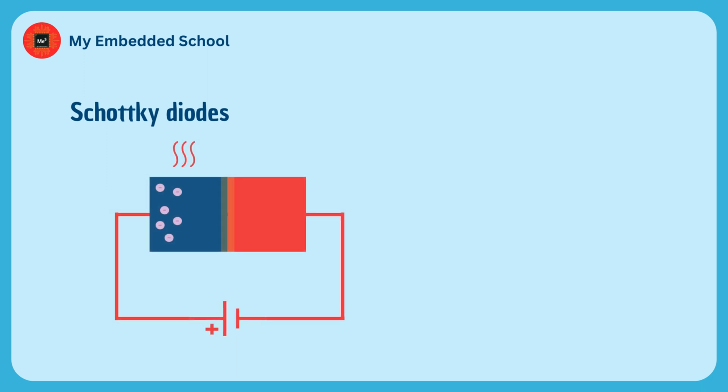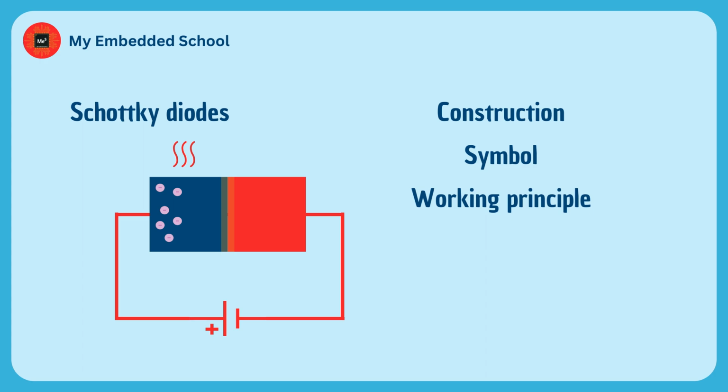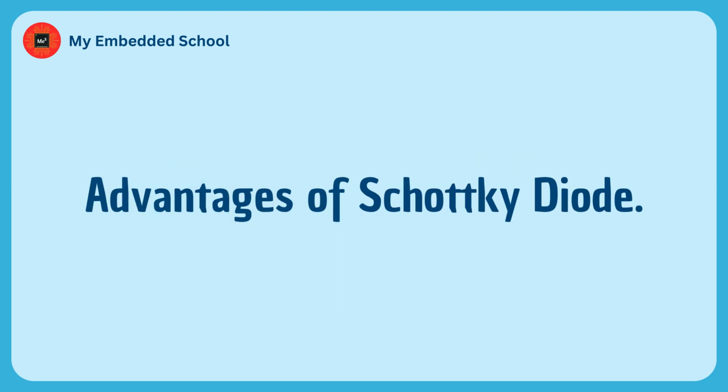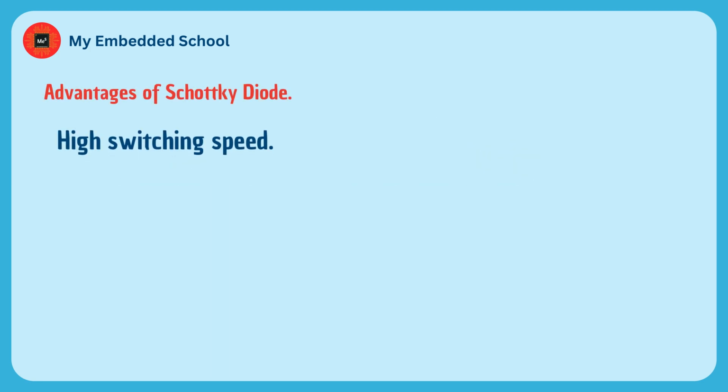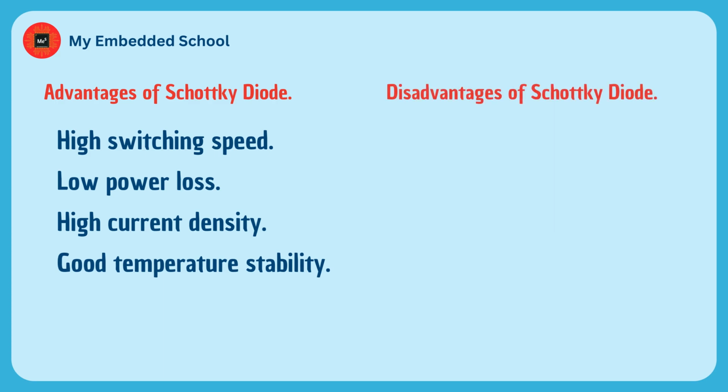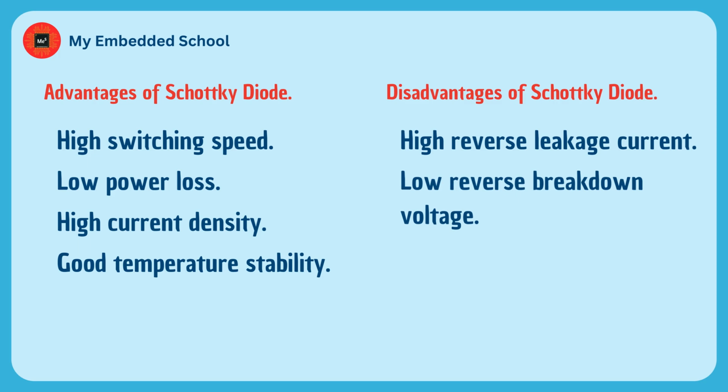In this video, we learned about Schottky diodes, which are metal semiconductor junction diodes that have a low forward voltage drop and a high switching speed. We saw the construction, symbol, working principle, and VI characteristics of Schottky diodes, and how they differ from conventional diodes. Schottky diodes have many advantages, such as high switching speed, low power loss, high current density, and good temperature stability. However, they also have some disadvantages, such as high reverse leakage current, low reverse breakdown voltage, and high noise.